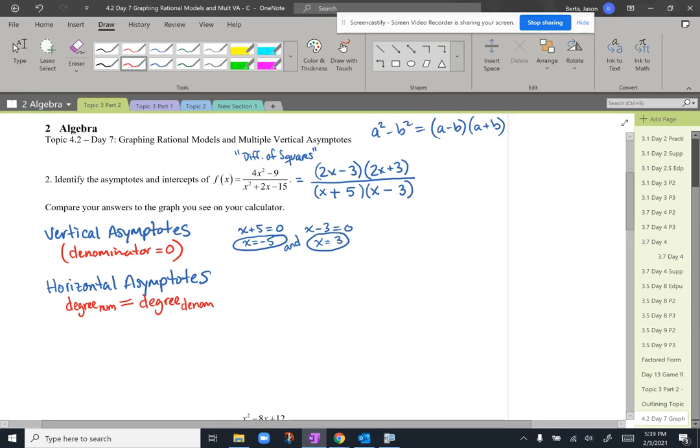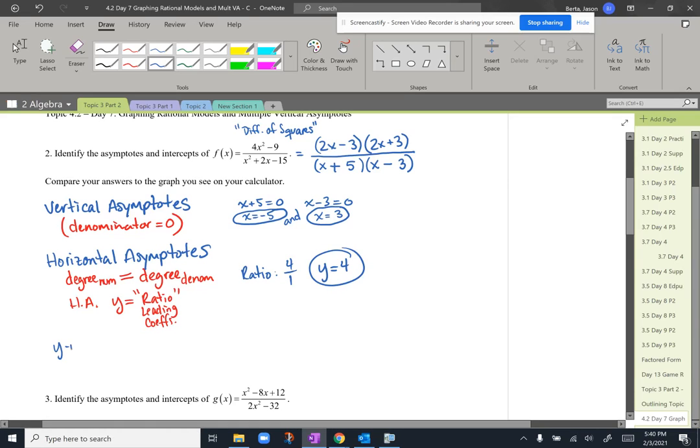So those two degrees actually equal each other. When we have that situation, we know that the horizontal asymptote is y equals the ratio between the numerator and denominator leading coefficients. So here, what's our ratio? It's 4 in the numerator and 1 in the denominator, so it's 4 to 1. That means our horizontal asymptote is just y equals 4.